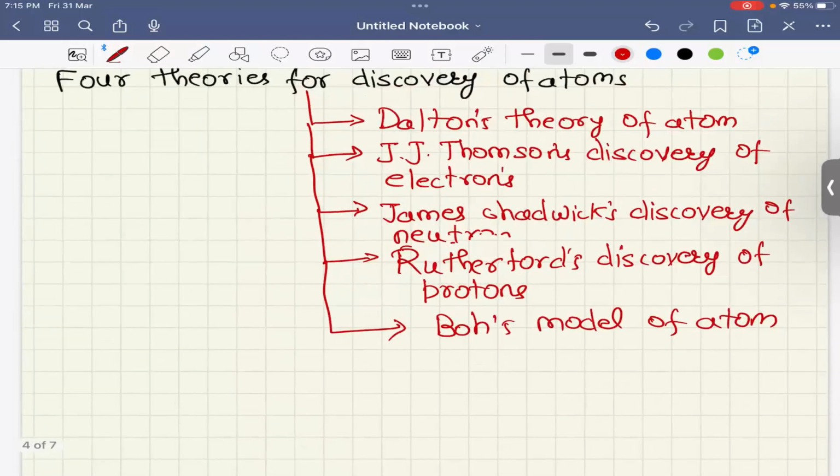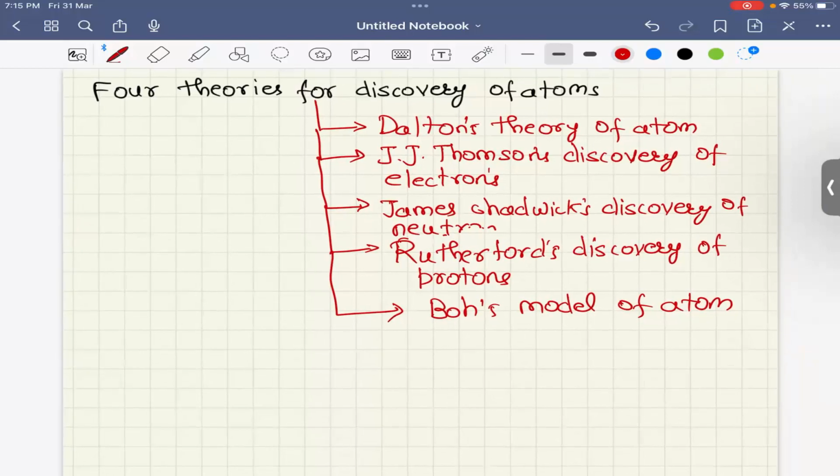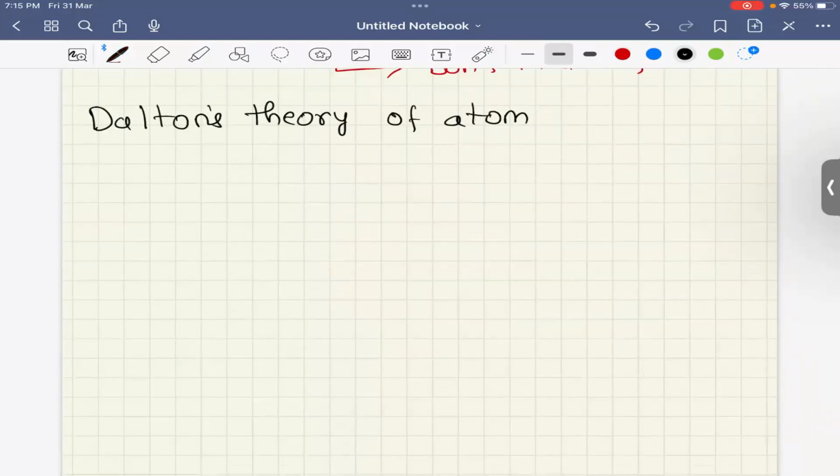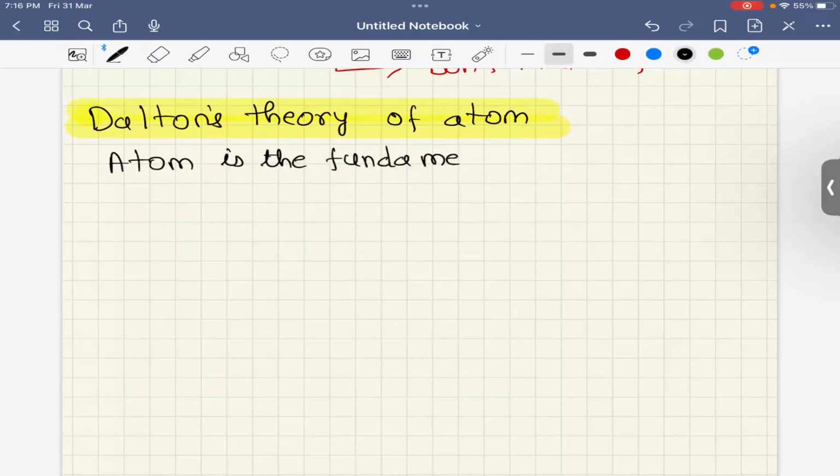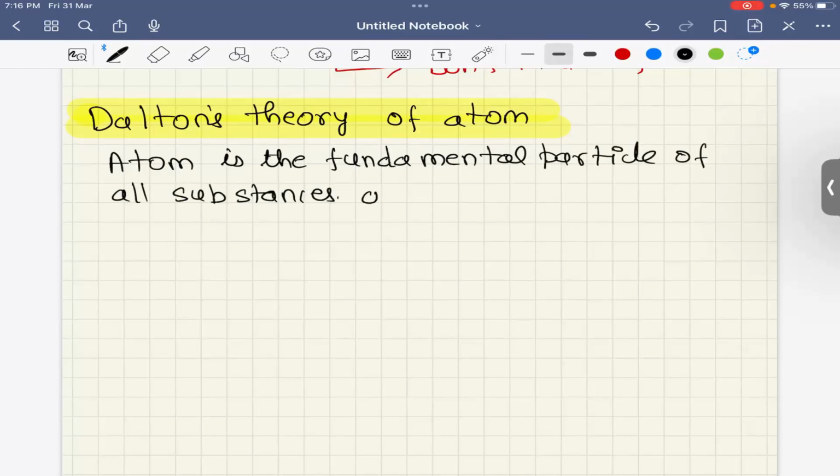We will first start with Dalton's theory of atom. Dalton's theory is the easiest theory. According to Dalton's theory, the atom is indivisible and uncuttable. Atom is the fundamental particle of all substances, and it cannot be broken down or further divided.